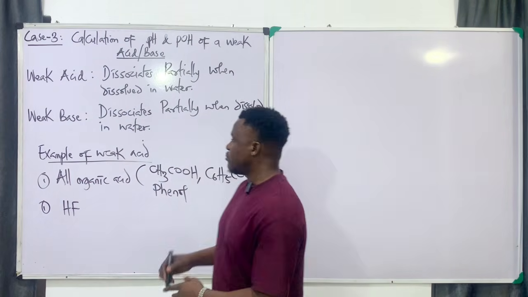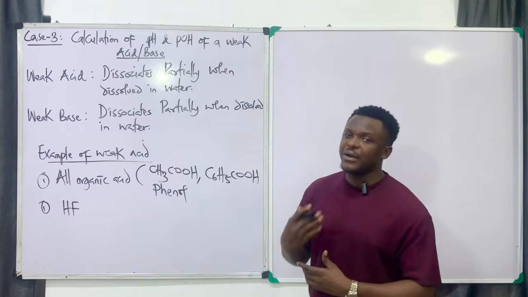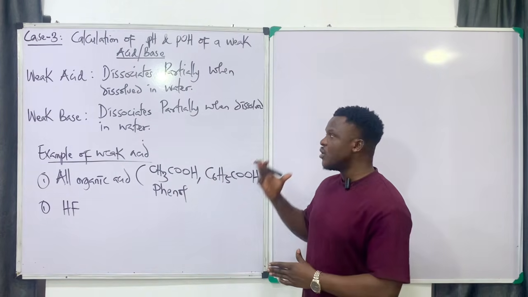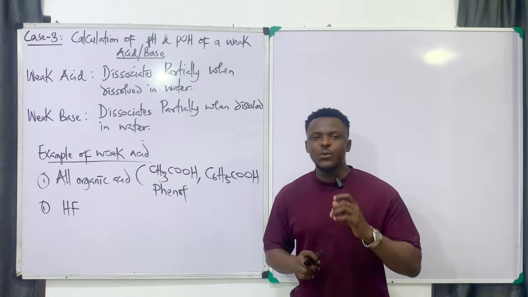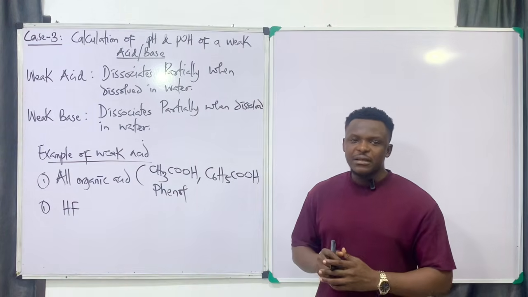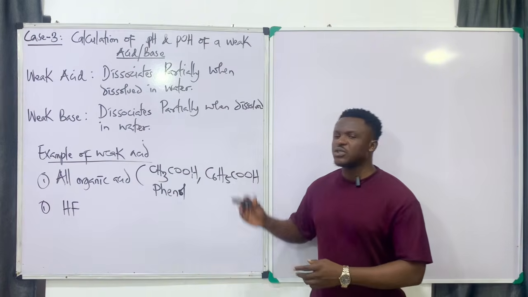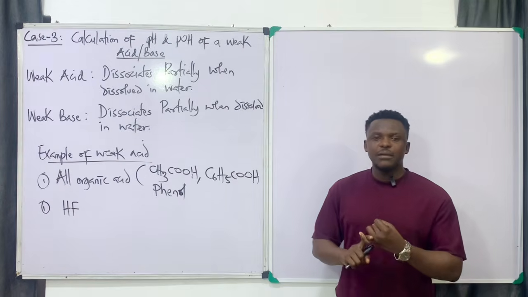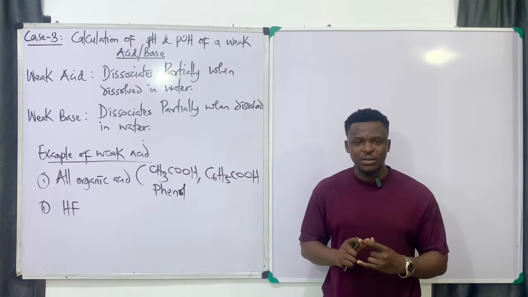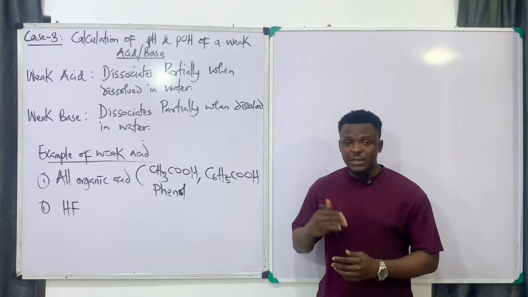Now in this video, we want to talk about how to carry out pH calculations of a weak acid. But there's one thing you need to understand: since a weak acid dissociates partially, there's bound to be an equilibrium constant. So if you're asked to solve for the pH or pOH of a weak acid, they must give you the acid dissociation constant, that is Ka. If you're asked to solve for the pH of a weak base, they'll give you Kb.